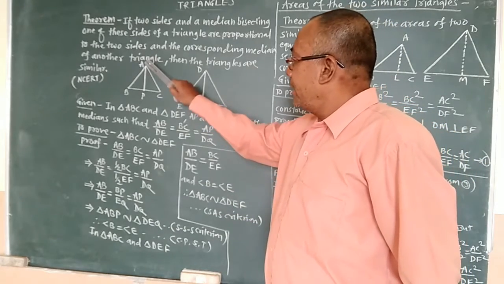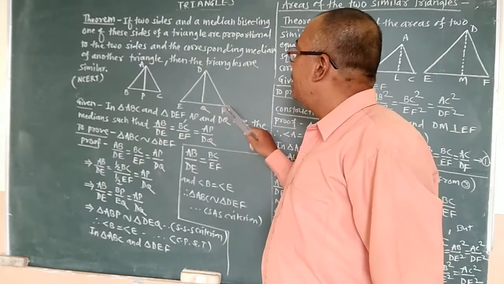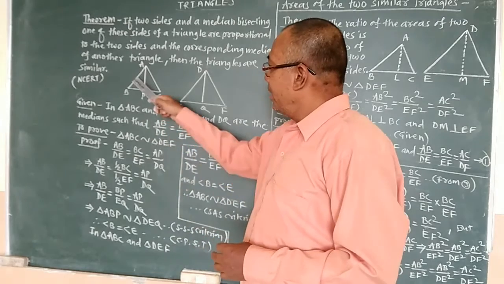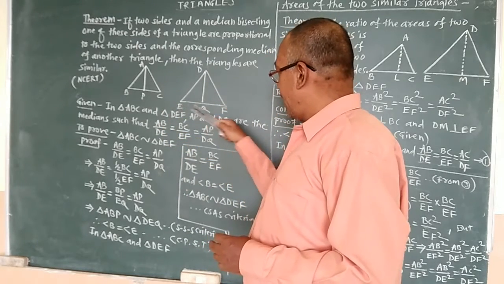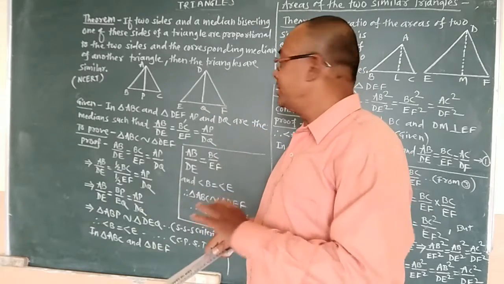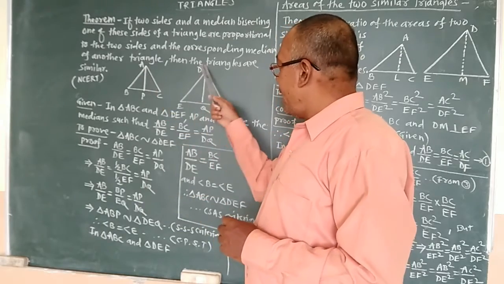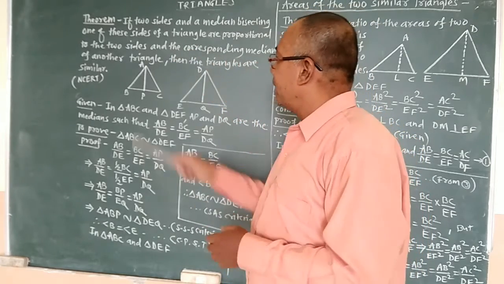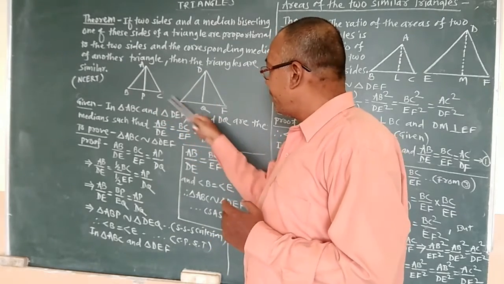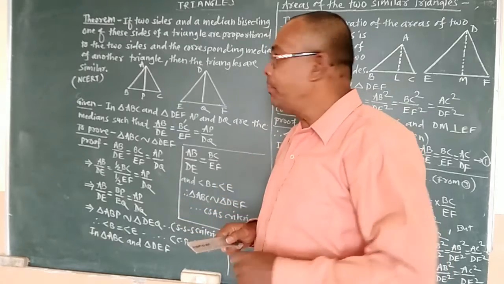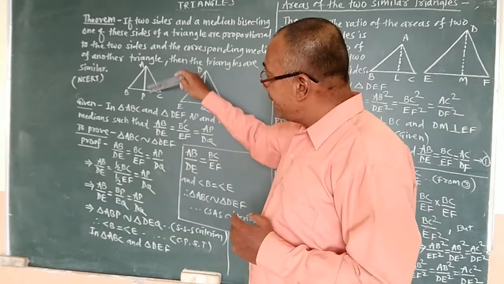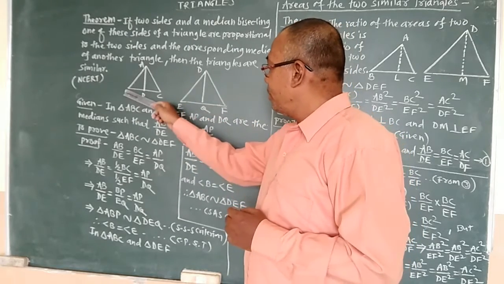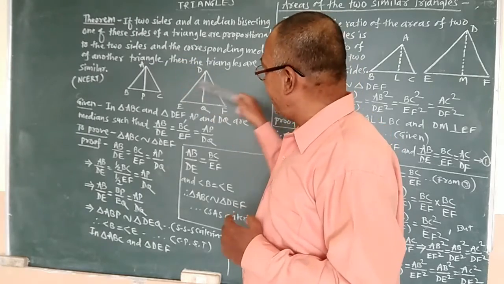Here triangle ABC and triangle DEF are the two triangles such that the two sides and median, means here two sides are AB and BC of one triangle, and DE and EF are the two corresponding sides of the other triangle, and AP and DQ are the medians. If these two sides are proportional, means AB upon DE equal to BC upon EF, the medians are also proportional, AP upon DQ. Here it is given that AB upon DE equal to BC upon EF is equal to AP upon DQ.